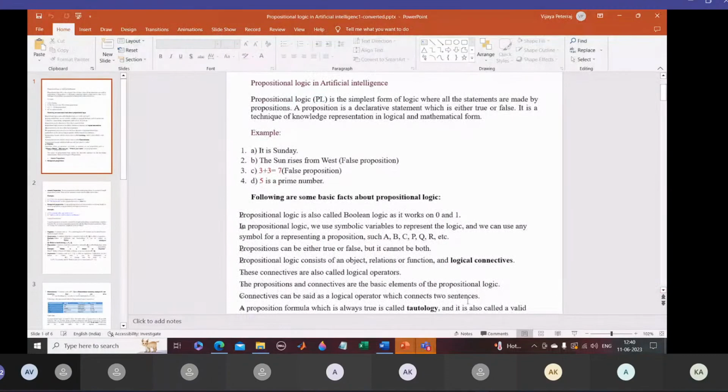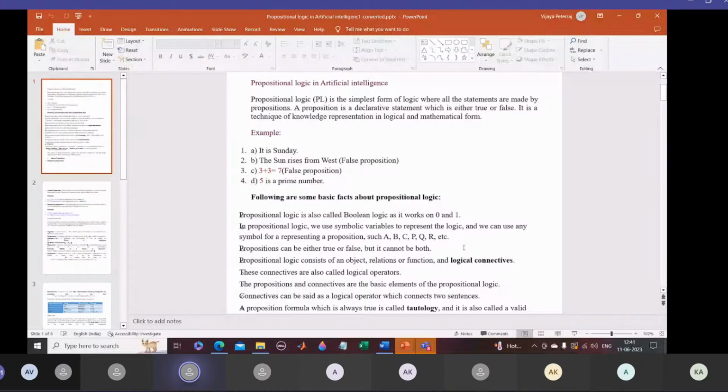And we are going to use symbolic variables to represent the logic. We represent propositions like A, B, C. These variables can have only true or false; they cannot have both. These are known as propositional variables, and each can be either true or false, any one value. And the logical operators, the connectives, are the other element.